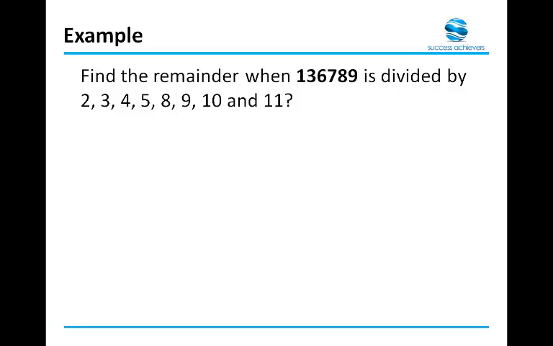Let's start with 2. So in case of 2, it's clear, right? You have to divide the last digit by 2. So 9 divided by 2, the remainder is 1.